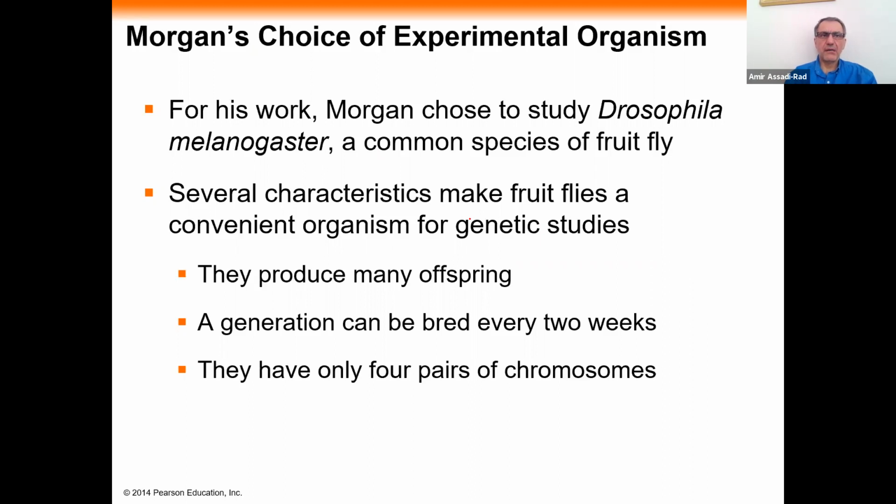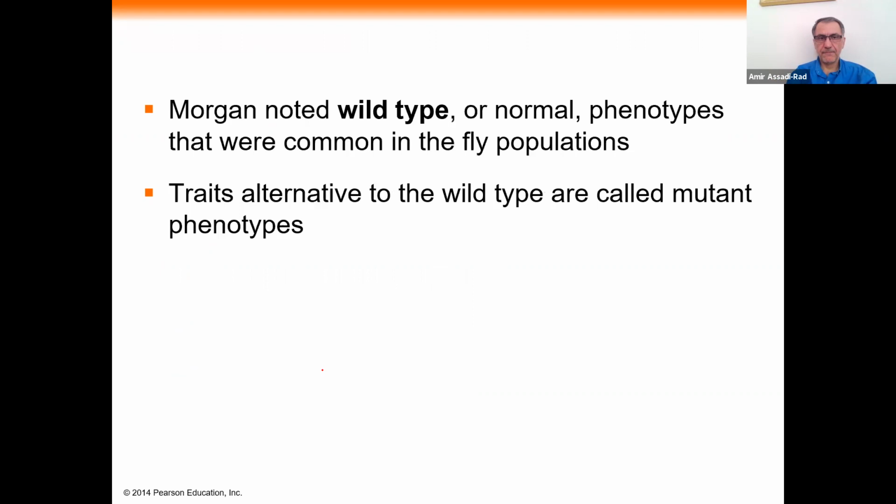For his work, Morgan's choice of experimental organism was Drosophila, which is a fruit fly, and they're excellent organisms to study for genetics. They multiply fast, and they only have 4 pairs of chromosomes. That means 8 chromosomes, and they're an excellent specimen to study.